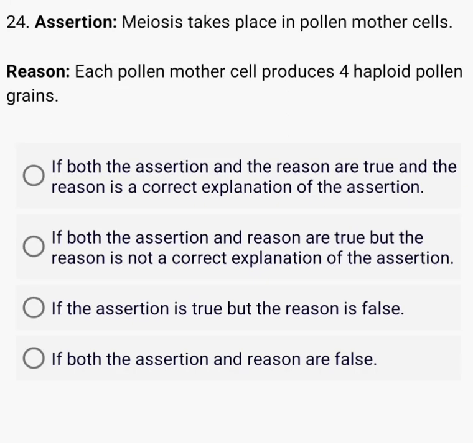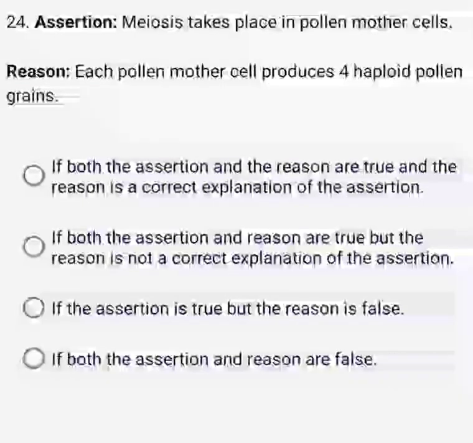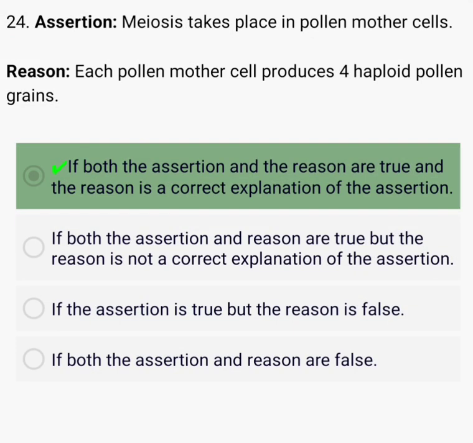Assertion: meiosis takes place in pollen mother cells. Reason: each pollen mother cell produces 4 haploid pollen grains. A. If both the assertion and the reason are true. Right.